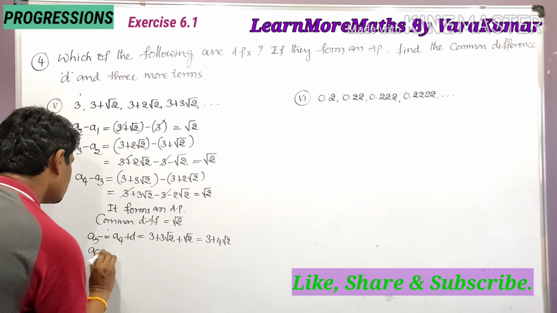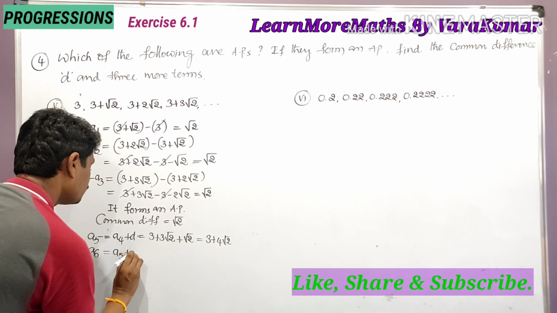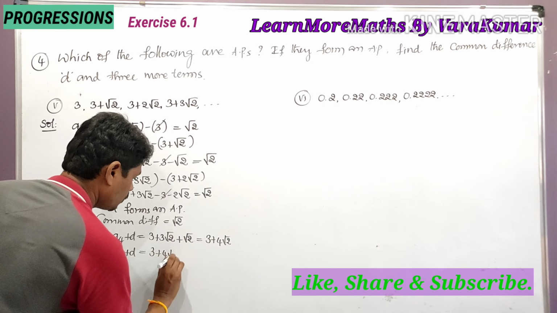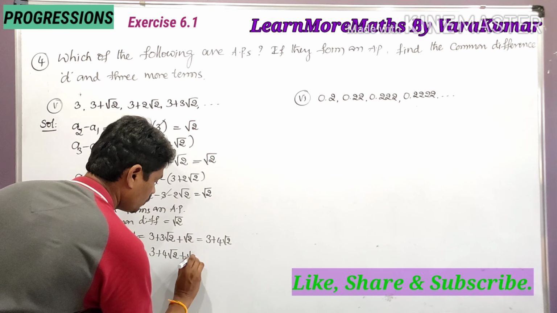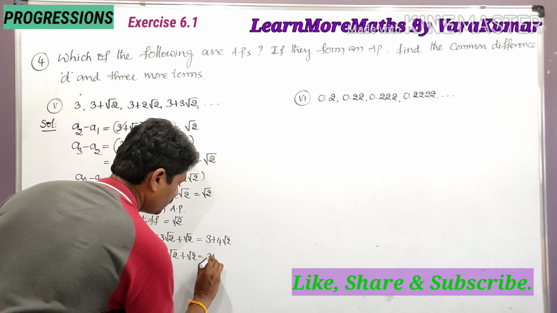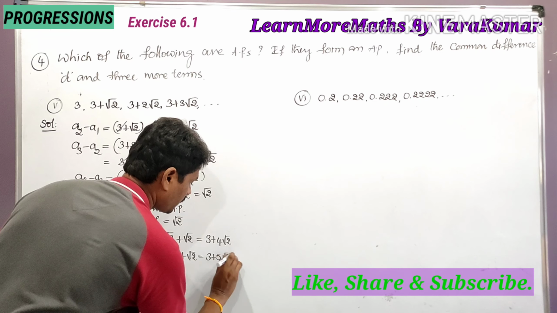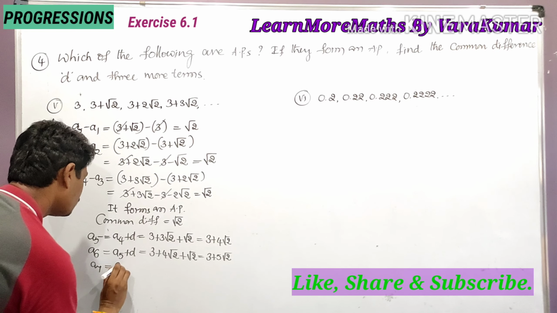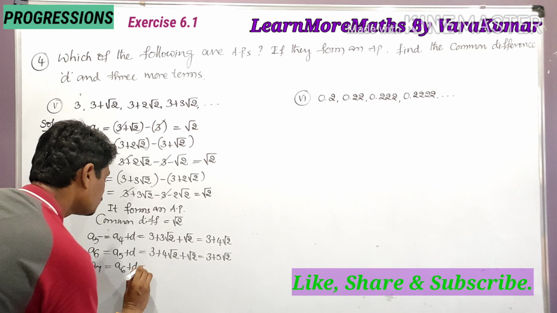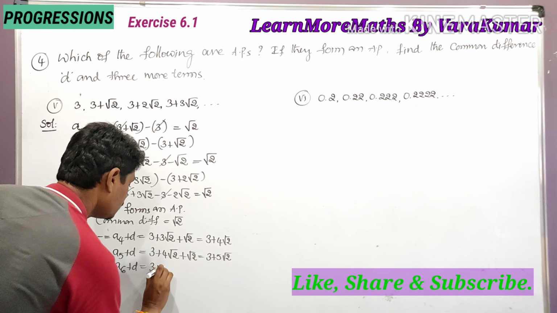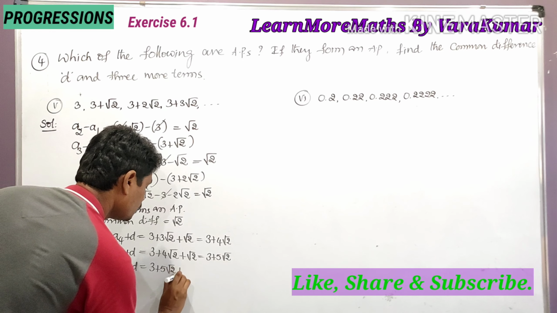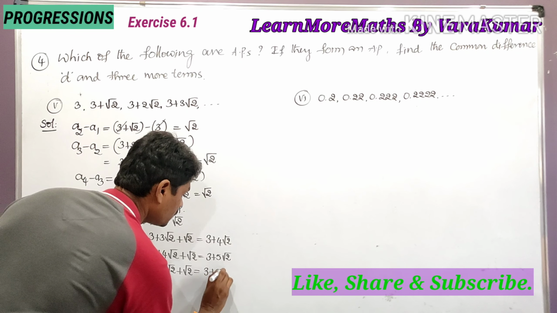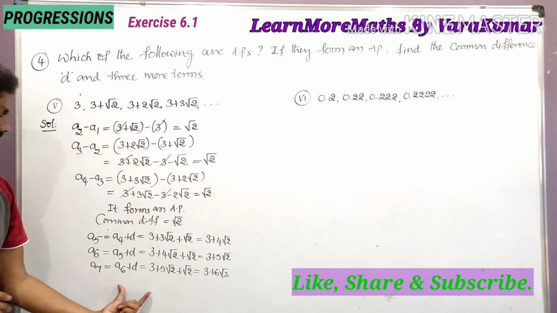So next, a6 is equal to a5 plus d. a5 we have 3 plus 4 root 2, plus d, which is root 2. So we get 3 plus 5 root 2. So next, a7 is equal to a6 plus d, that is 3 plus 5 root 2 plus root 2, which is 3 plus 6 root 2.